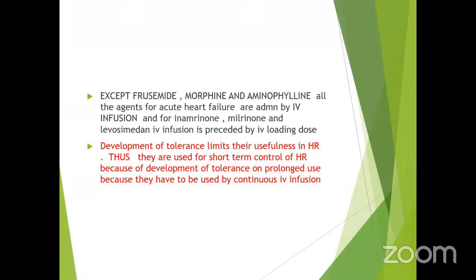An IV loading dose is given in case of inamrinone, milrinone, and levosimendan. Levosimendan is a calcium sensitizer, and inamrinone and milrinone are phosphodiesterase inhibitors, which will increase the cardiac contractility. So these will increase the cyclic AMP level, increase the calcium level, and hence increase the contractility. So they are used as IV infusion preceded by IV loading dose, whereas the first three are given only by IV infusion.